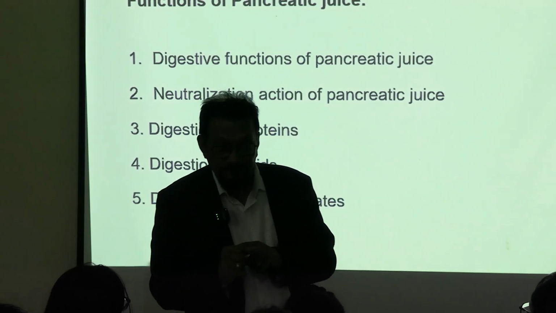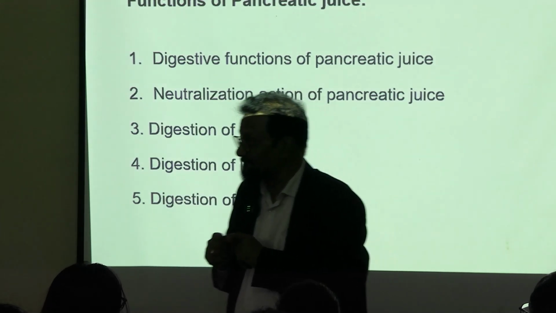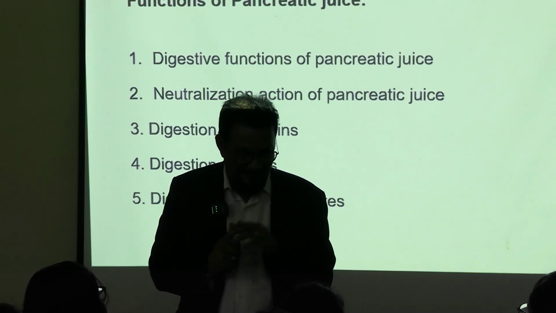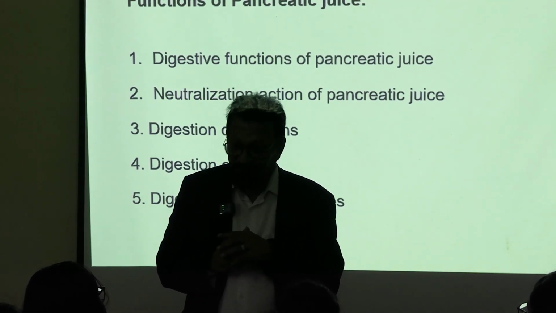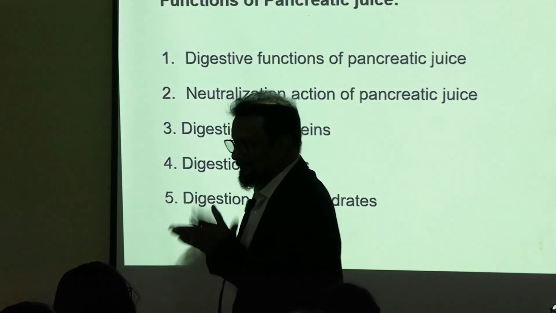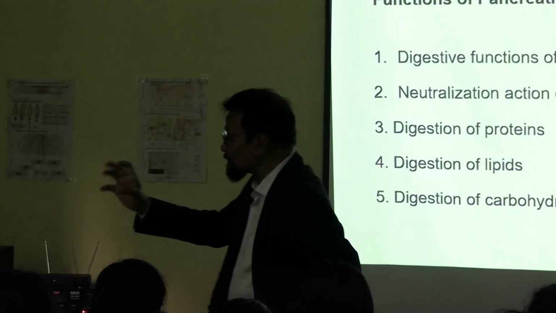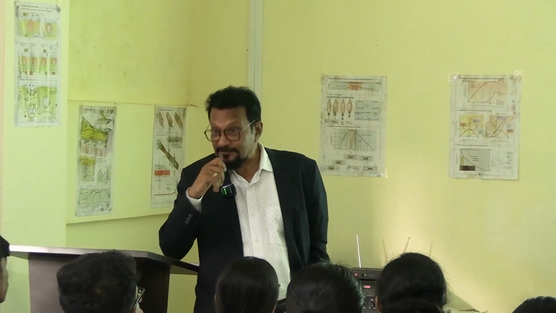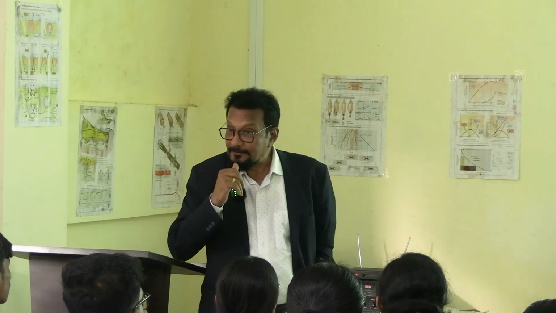Can you name one test? Rothera's test. Any other test? By that, you can identify whether your urine has acetone. So if somebody's blood or urine is positive, it means there is acetone. Normally it is not there. So immediately you can diagnose what is happening.